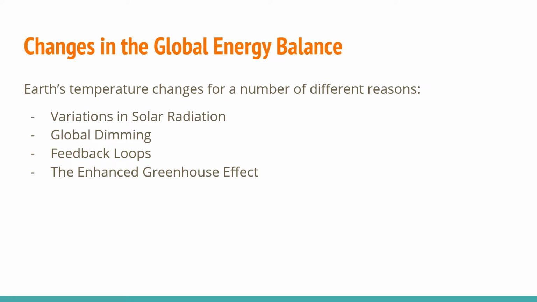So in terms of looking at Earth and the atmosphere and the climate on Earth, the Earth's temperature can really change due to a number of different reasons, not all of which are listed right here. So variations in the amount of solar radiation that is not only coming to Earth, but then also coming to the Earth's surface, global dimming, feedback loops, and then the enhanced greenhouse effect. And all of these will be gone over today.